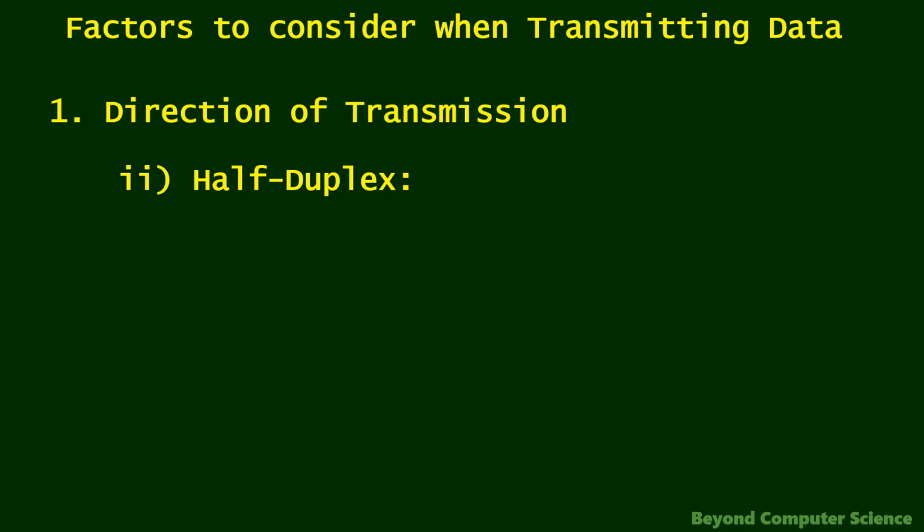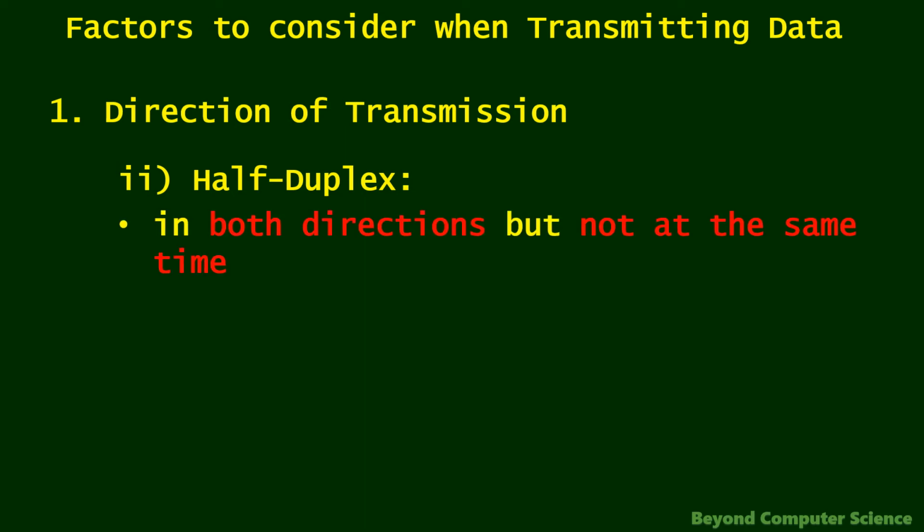Now the second mode is half duplex. What happens in half duplex? Data can be transmitted from sender to receiver, and the sender can become the receiver, and the receiver can become the sender.